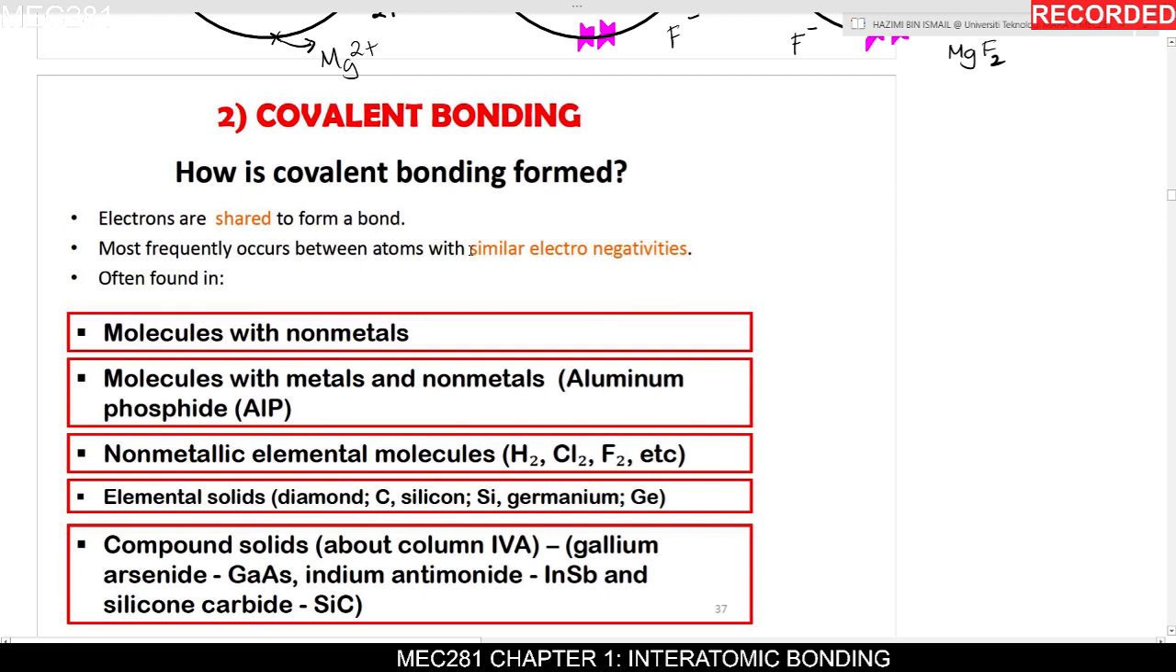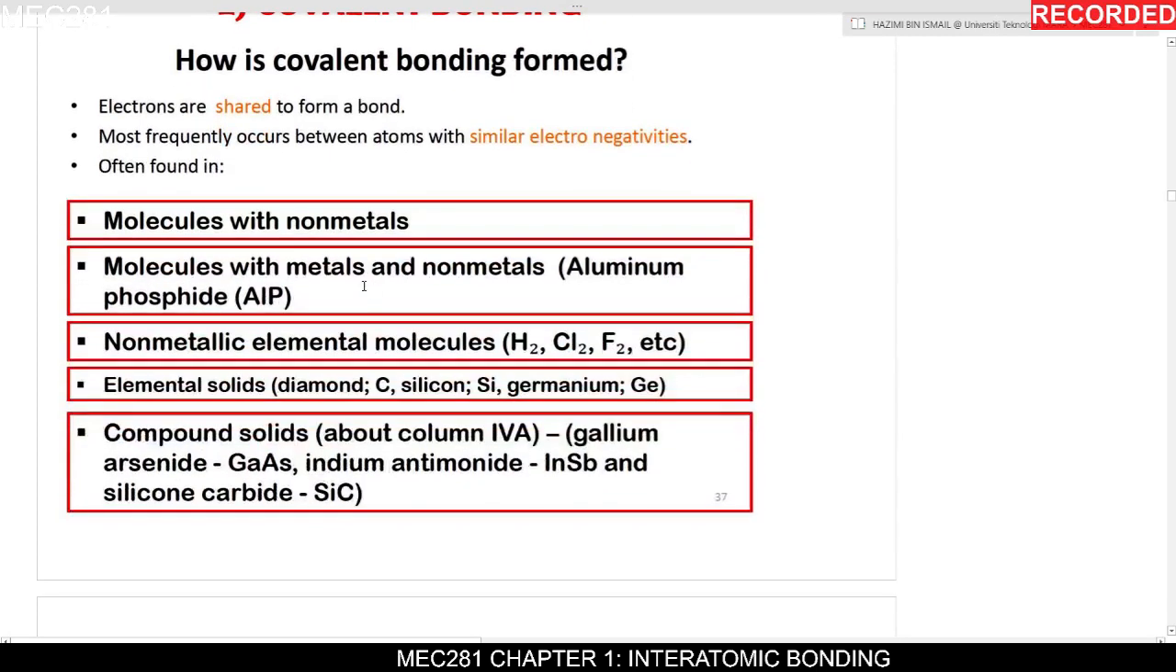So it is between elements with similar electronegativity, such as in groups 16 and 17. It is no longer between group 1 and group 2 and groups 15, 16 or 17, but covalent bonding is between the similar groups 15, 16 and 17. It occurs in molecules with non-metals, so it cannot be found in metal elements.